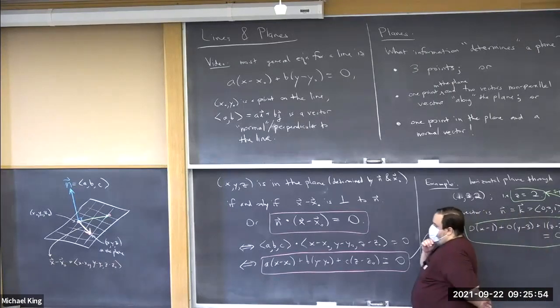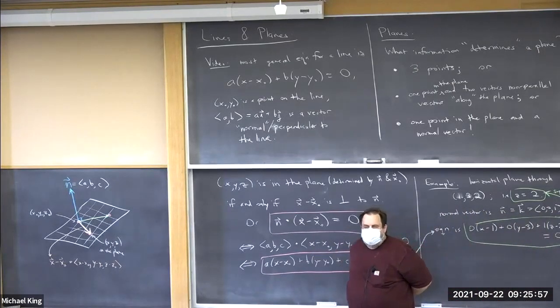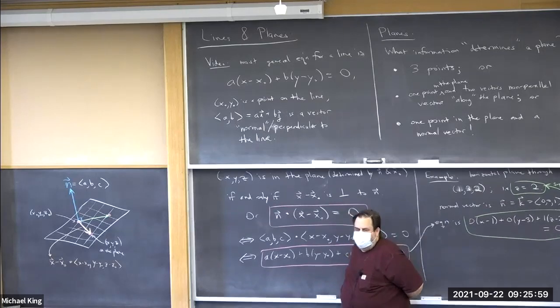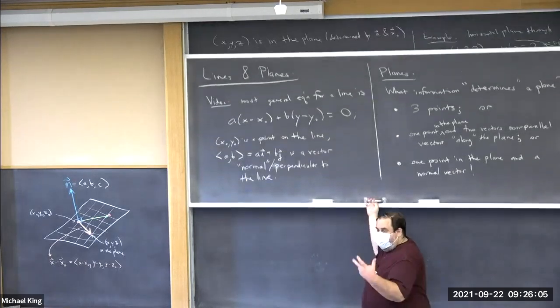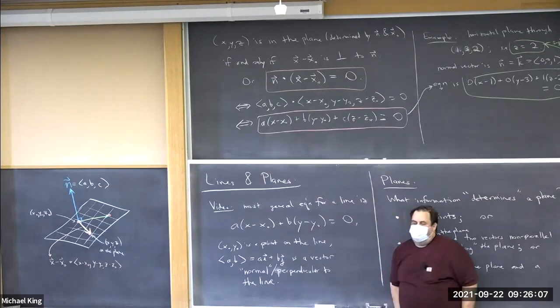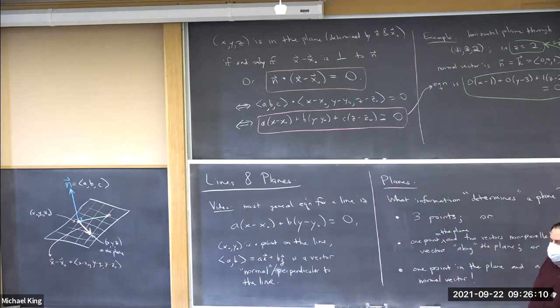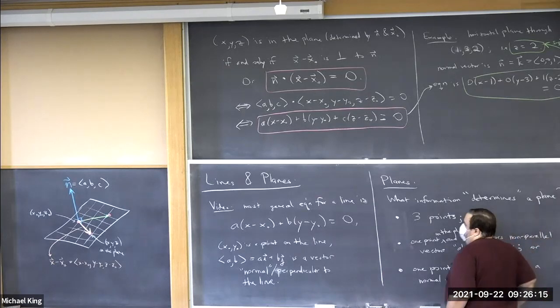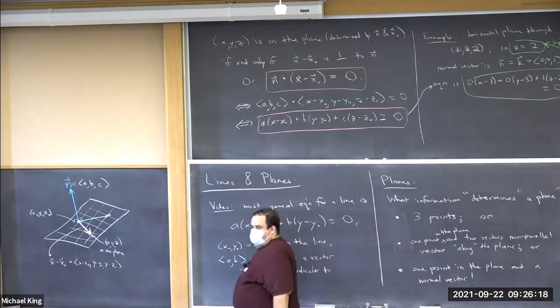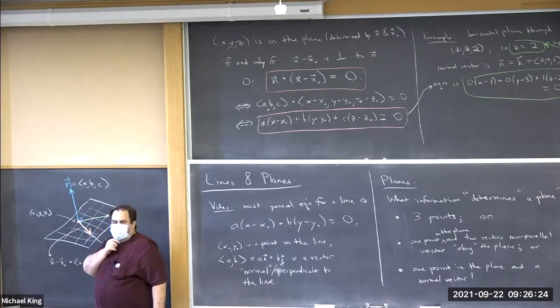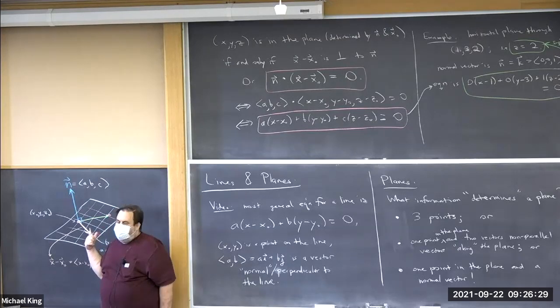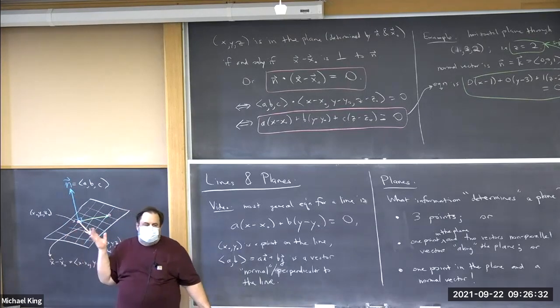Now, the real question though is, what if I gave you 3 points? How would you determine the plane? After we do this abstractly, I'm going to have you pick 3 random points and find the equation of the plane. If we have 3 points, we can make 2 vectors. And then how do you find a vector perpendicular to both of them? Cross product, right? So there's a cross product thing here.